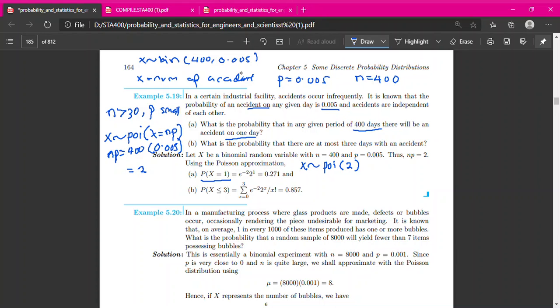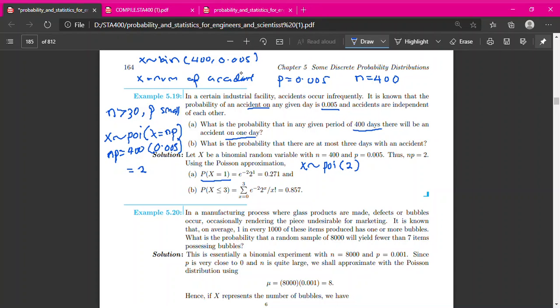So we will use function untuk Poisson. Okay, it's up to you lah whether nak guna table ataupun you nak calculate manually. Kalau nak cari probability of x equal to 1, it's easy for you to calculate manually saja. Okay, yang kedua, what is the probability that there are at most 3 days with an accident?